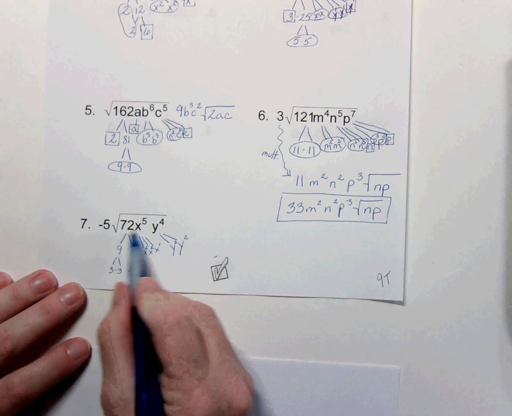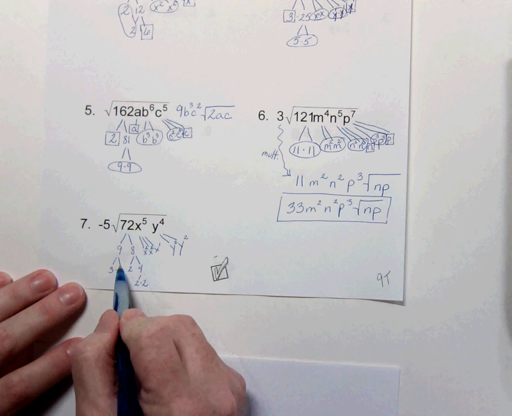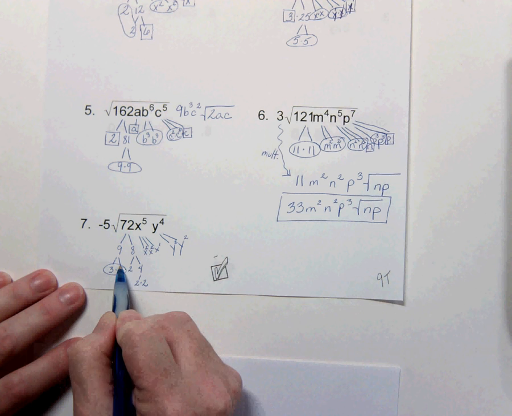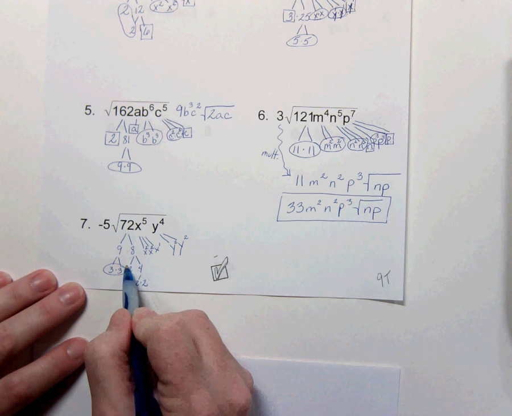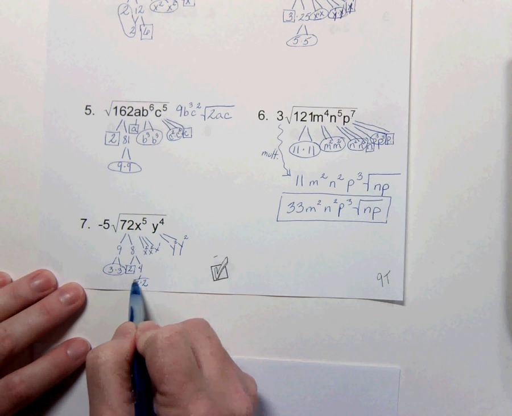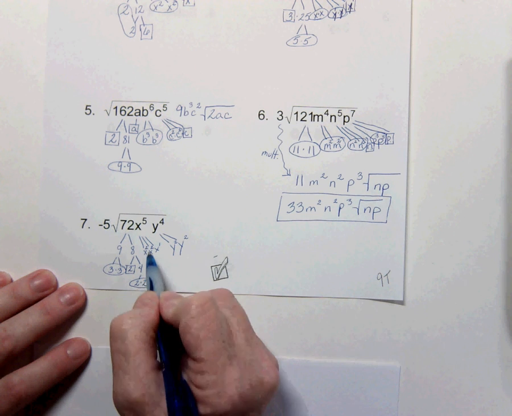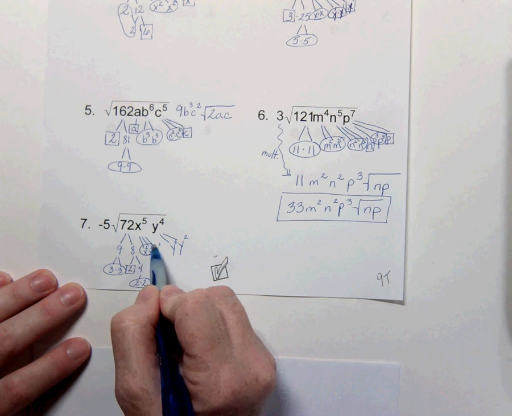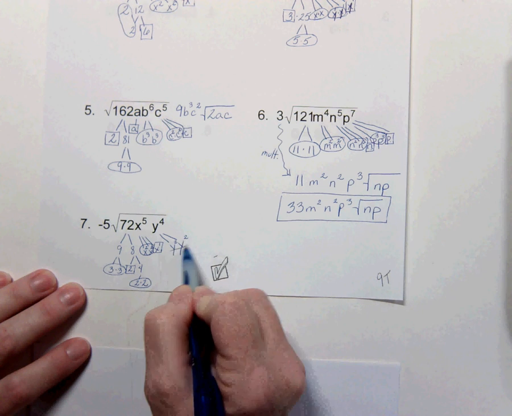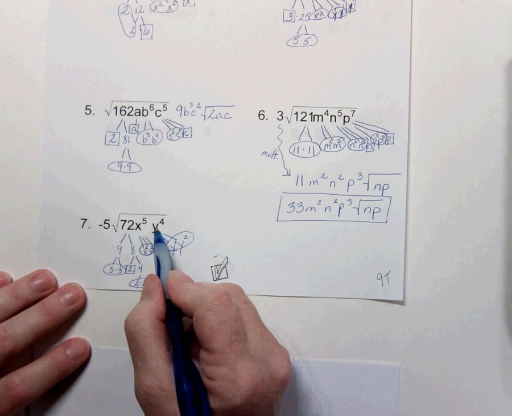Alright, I've broken it down. 9 times 8 is 72. 3 times 3 is 9. There's a pair. 2 times 4 is 8. That 2 doesn't have a pair, but 2 and 2 is 4. You have a pair of x's to make 4 and 1 more to make 5. And a pair of y's to make y to the 4.